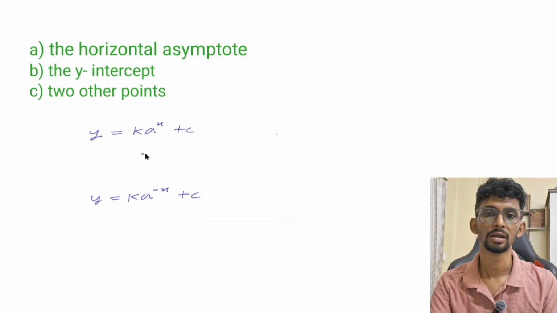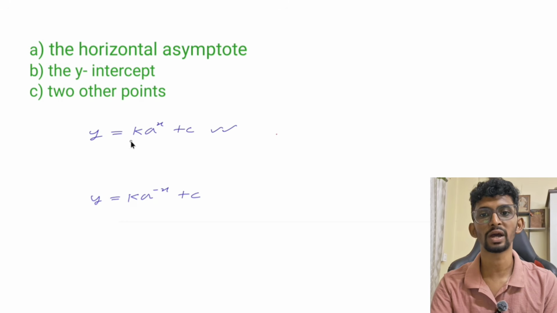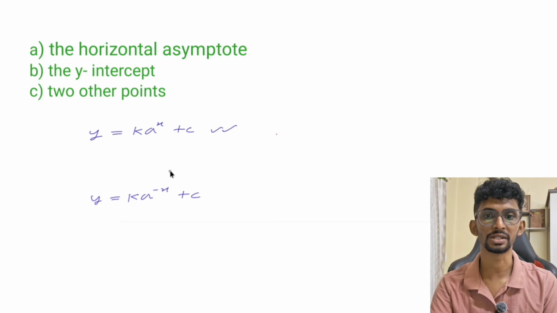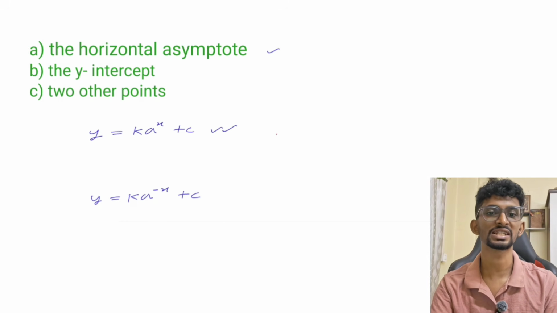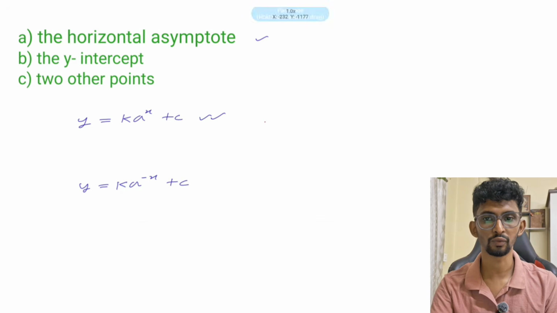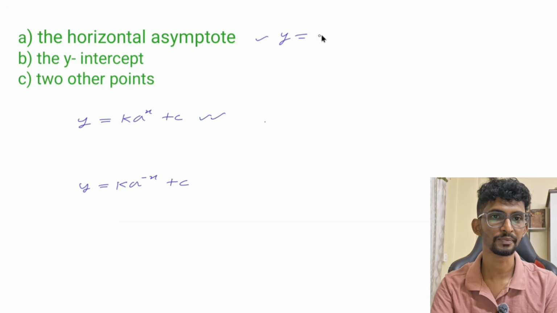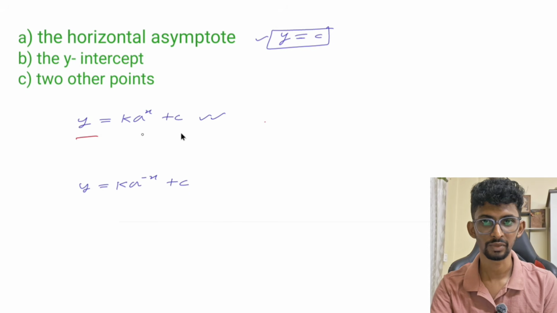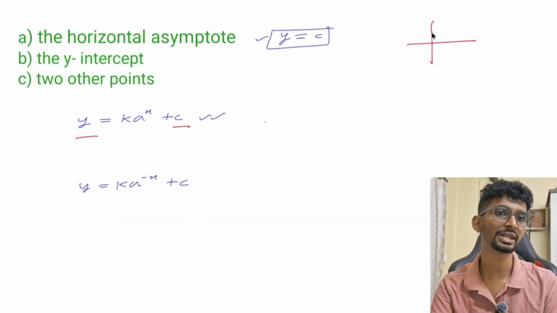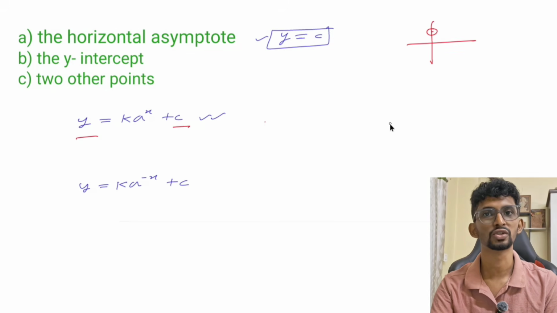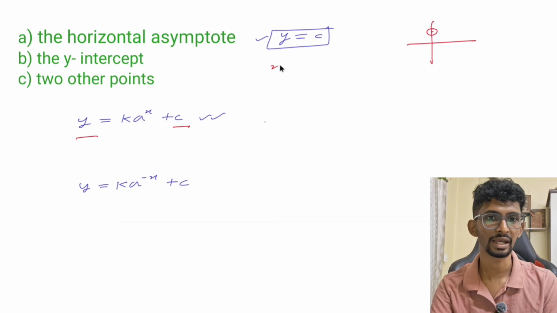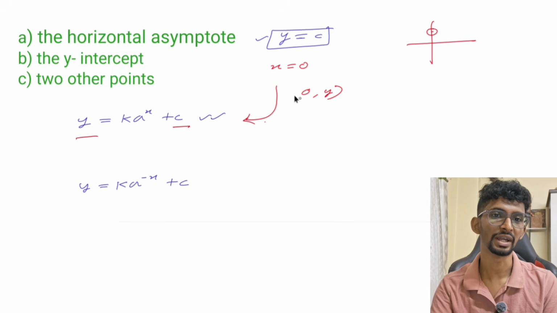and two other points. Now let me use the first form, that is y equals k times a raised to the power x plus c. So what will be the horizontal asymptote here? The horizontal asymptote will be nothing but y equals c. Very simple. Now the y-intercept, that means the point at which it intersects the y-axis. For that, you can simply take x equals 0 and you will get some value of y. Then you will get a point that will be your y-intercept.